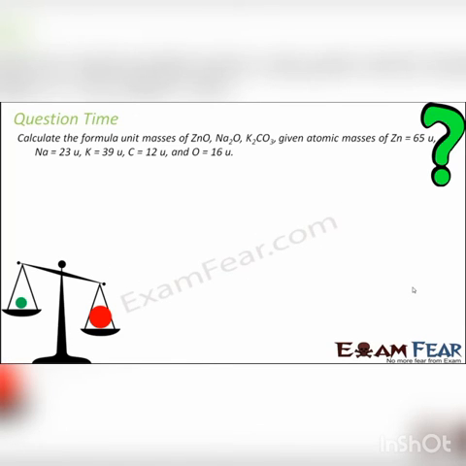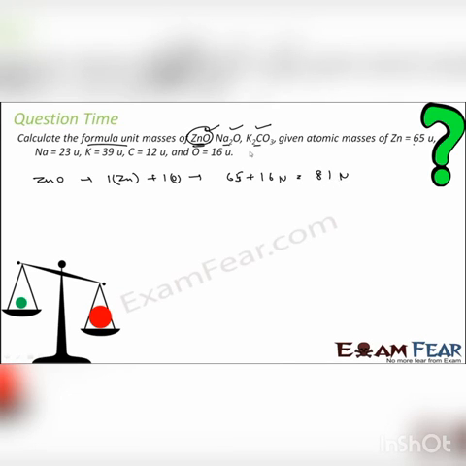Let's take one more numerical. We have to find the formula unit mass for ZnO, Na2O, K2CO3. See, formula unit mass is used because these are all ionic compounds. It's also given the atomic mass of zinc, sodium, potassium, carbon and oxygen. Pretty easy then, right? So let's find ZnO first. It has 1 zinc, 1 oxygen. 1 zinc is how much? 65 plus 1 oxygen, how much? 16. To add this, you get 81 units.